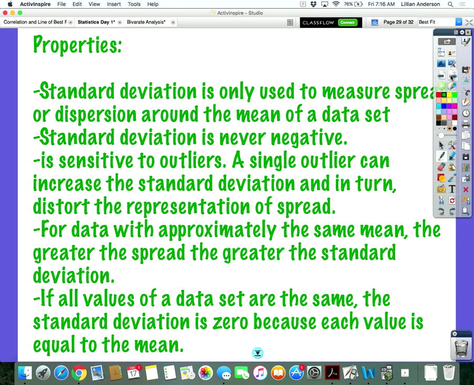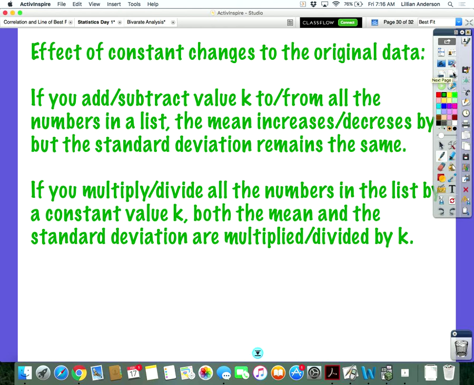And if all values in the data set are the same, the standard deviation is 0 because each value is equal to the mean. So basically, if you had 100 pieces of data, but they all were 85, well then the standard deviation will be 0 because everything is equal to the mean, because the mean will be 85.